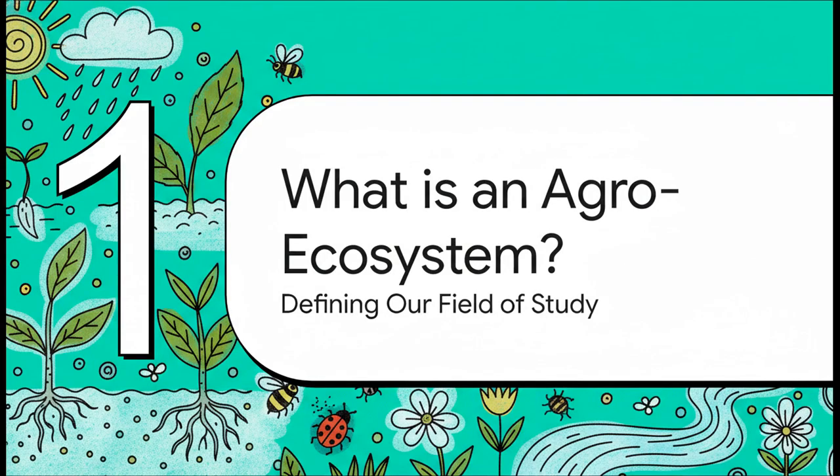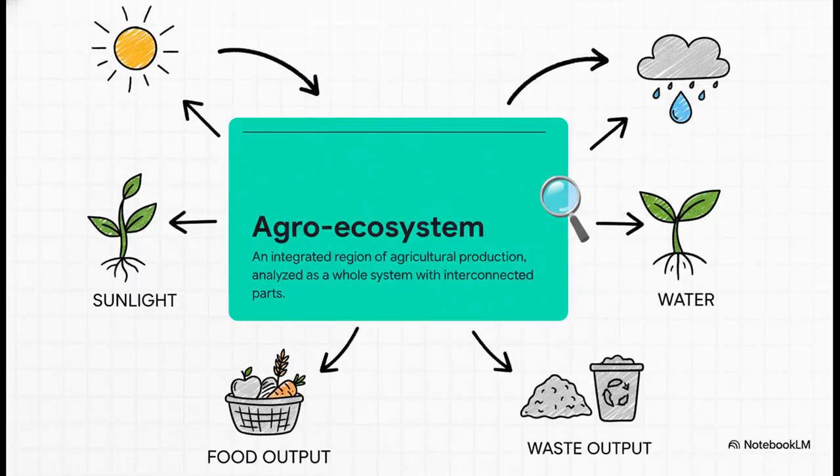So first things first, let's get our foundation set. Before we can analyze anything, we need to be on the same page with our definitions. So, what exactly do we mean when we say agroecosystem? Okay, so an agroecosystem is basically any area of agricultural production that we decide to look at as a complete system. This could be as small as a single field or as big as an entire watershed.